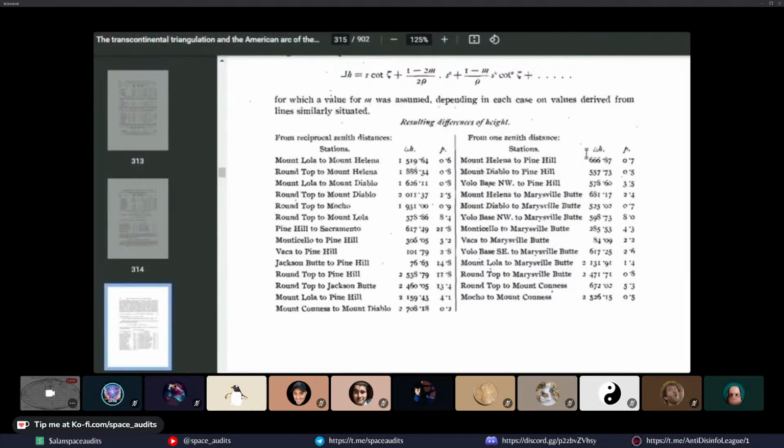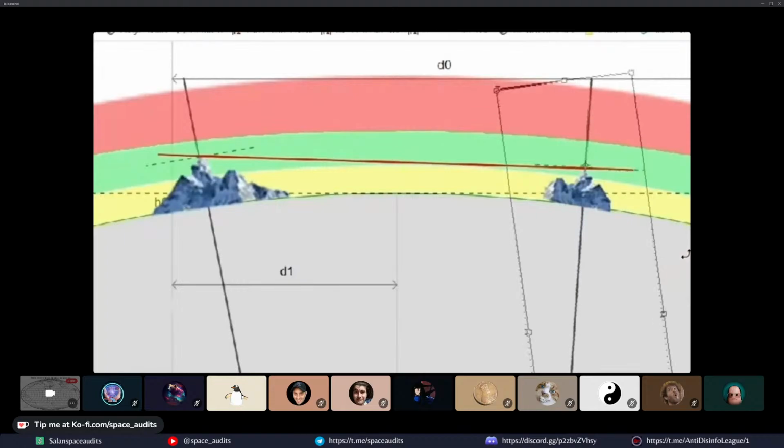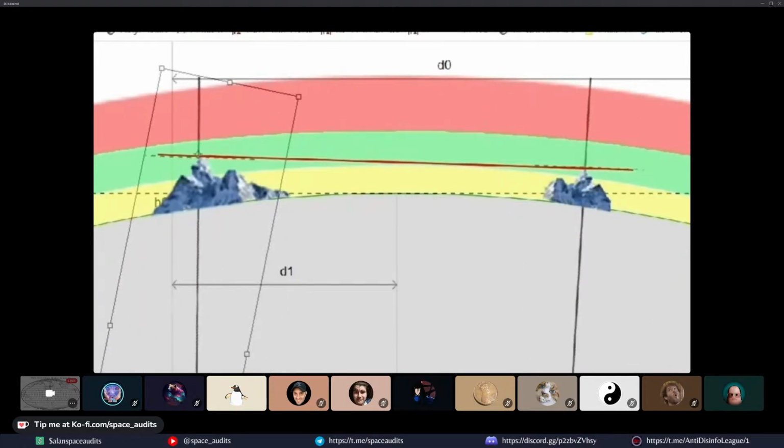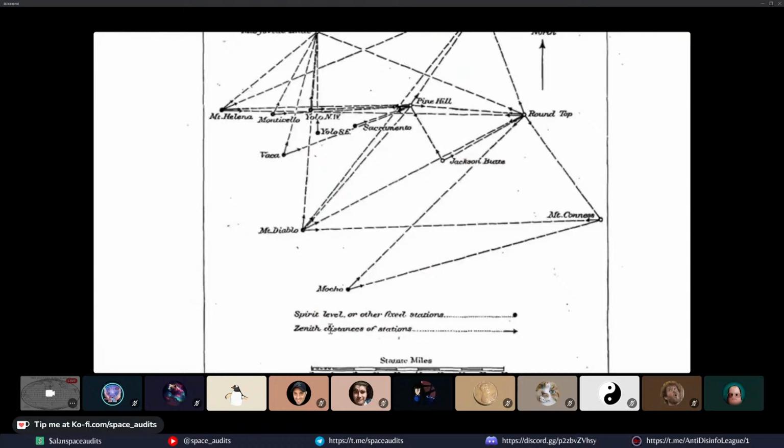Values derived from lines similarly situated. Oh yeah, so they're doing all the work, are they? Nope. Here's the calculation for when we assumed all the values. Okay, well, they're doing something. Resulting in differences of height from one zenith distance and from reciprocal. So then, I see, they just take one example, mathematically derive it out, and say we did it. They go back and forth between each observation site, and that makes sense to me. Absolutely. They're just making lines and observations anywhere they can.